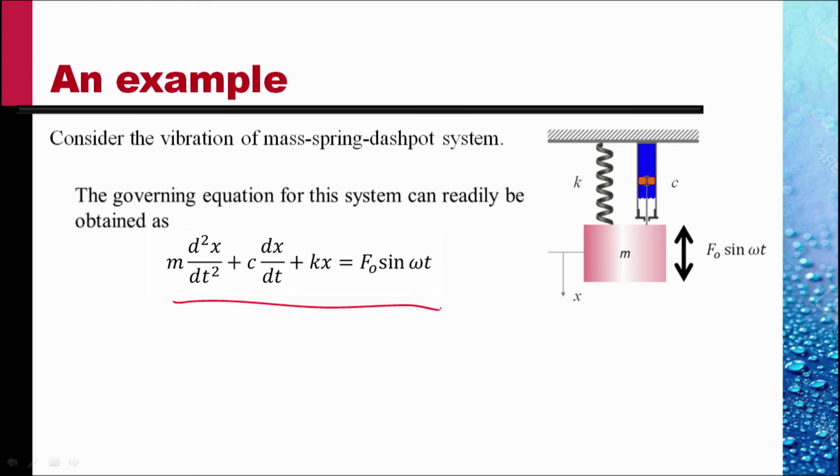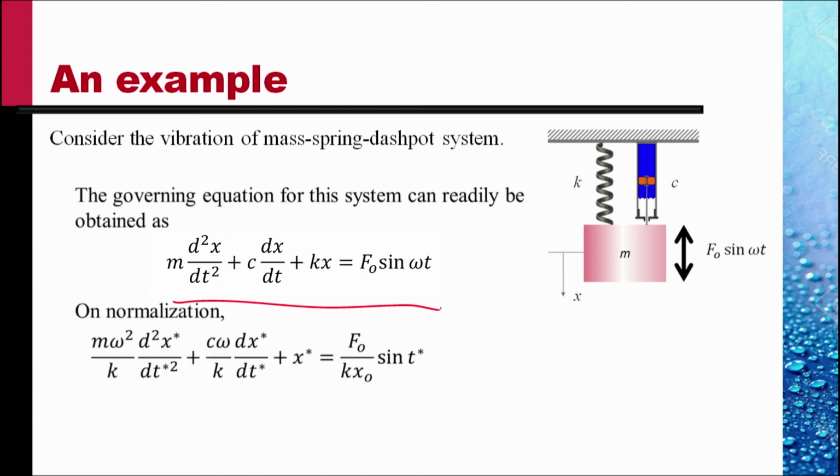If we change these variables and make them normalized, that is, make them order 1. How do you make them order 1? You divide them by their characteristic value. Let the solution of this system be x equal to x naught times sine omega t. Let's normalize x as x by x naught, and let's normalize time as t by t naught, and then on normalization the equation becomes this.